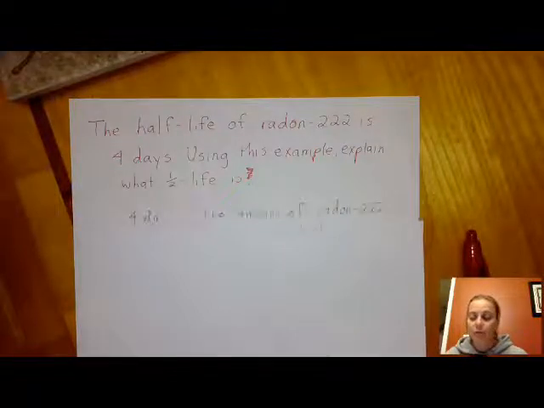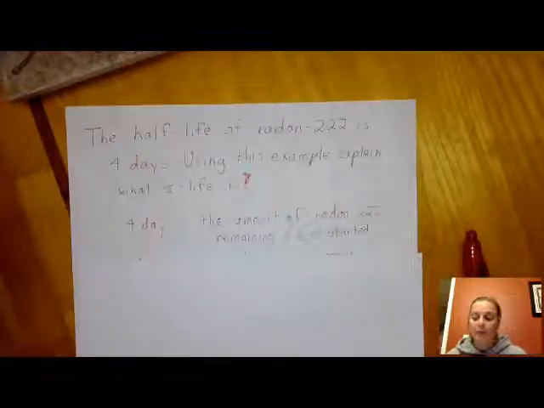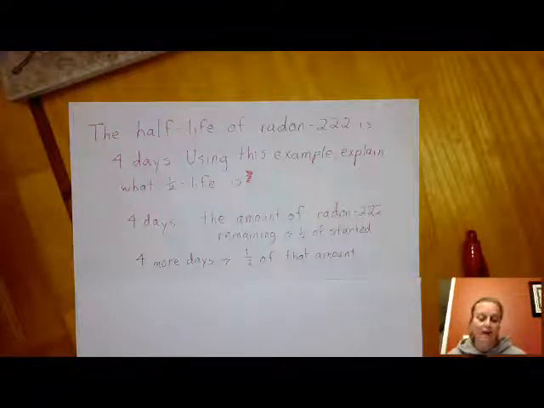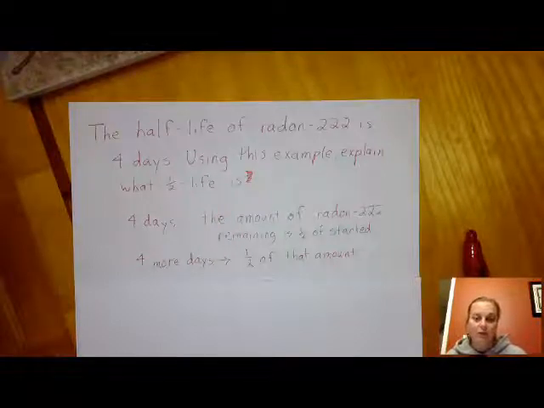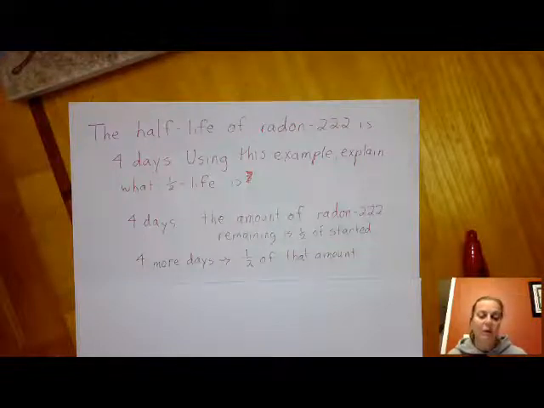And in 4 more days, you're going to have half that amount again. So each time you have a half-life, you're going to lose half of the mass that you begin with. So let's say that we started with 50 grams of radon-222. After 4 days, we'd have half of that, so we'd have 25 grams. And after 4 more days, we'd have half of that amount. So we were at 50, 25, 12 and a half. And after 4 more days, we'd only have half of that amount. So each time we lose half of the amount, each half-life.